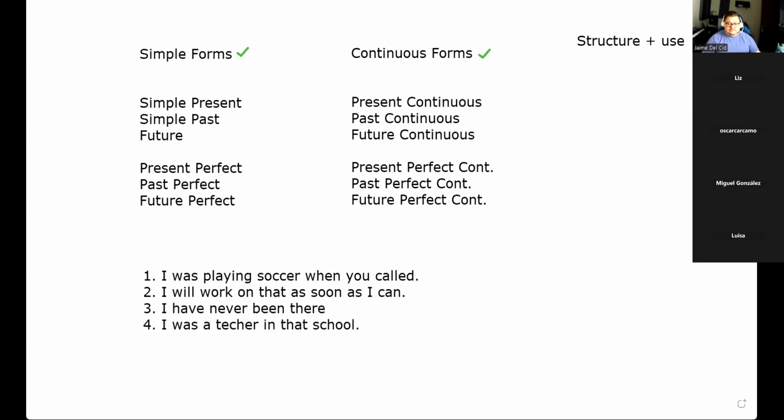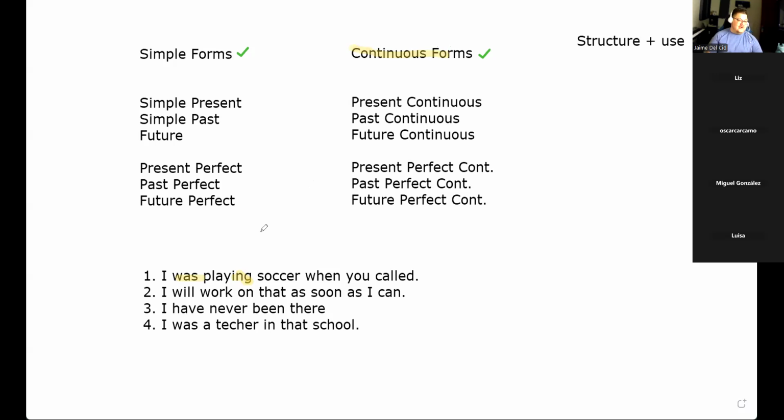Because it's, I was is in past. That's one reason. What is the main characteristic of a continuous tense? The playing. The ing, yes. The ing is the main characteristic. So verb and ing, that means continuous form.